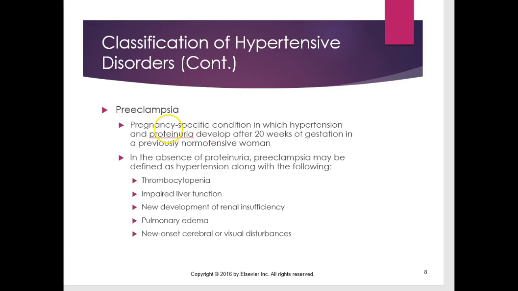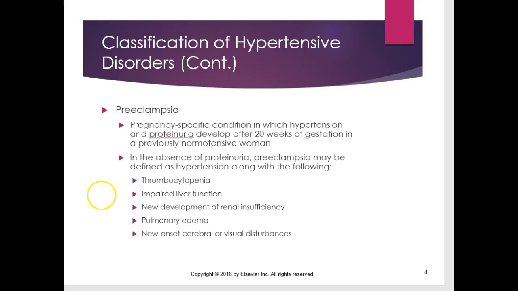Preeclampsia is completely different than gestational hypertension, where preeclampsia is a pregnancy-specific condition. It only happens in humans, in which hypertension and proteinuria. So protein is a big molecule, so we know that we have a lot of pressure pushing over the protein molecule into our urine from our kidneys. So if you have 140/90 and proteinuria after 20 weeks gestation in a previously normotensive woman, we then diagnose you with preeclampsia. Fortunately, this year they've changed the diagnosis where you can still have preeclampsia and not have proteinuria.